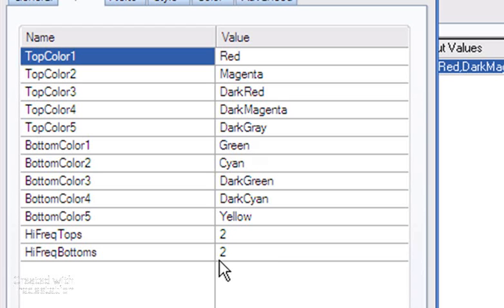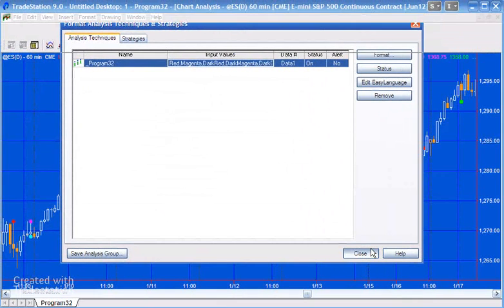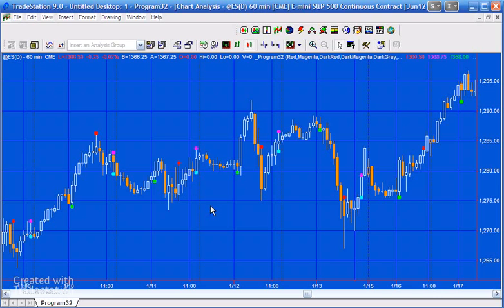So for example, with high frequency tops set at 2, we should only see red and magenta dots appearing on the chart. We shouldn't see the dark red and the dark magenta, and I think you can see those occurring there. And what I've done is I've plotted the tops at the high and the bottoms at the low, so you can see there.